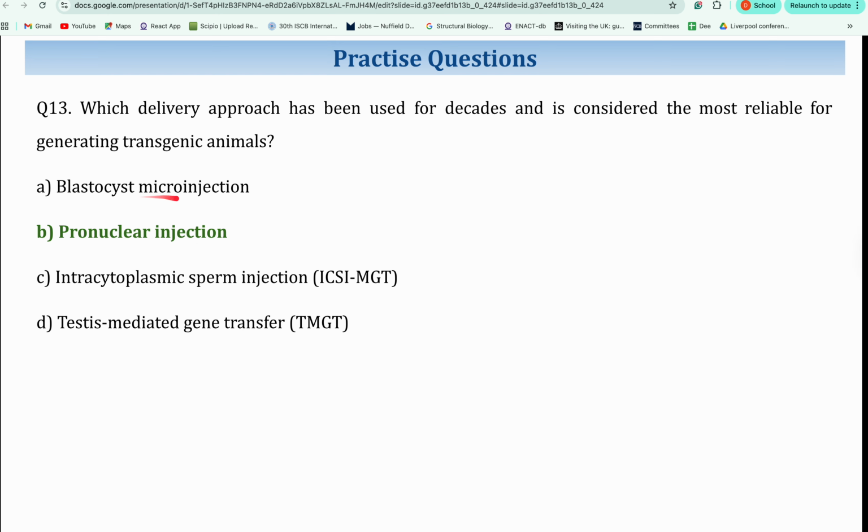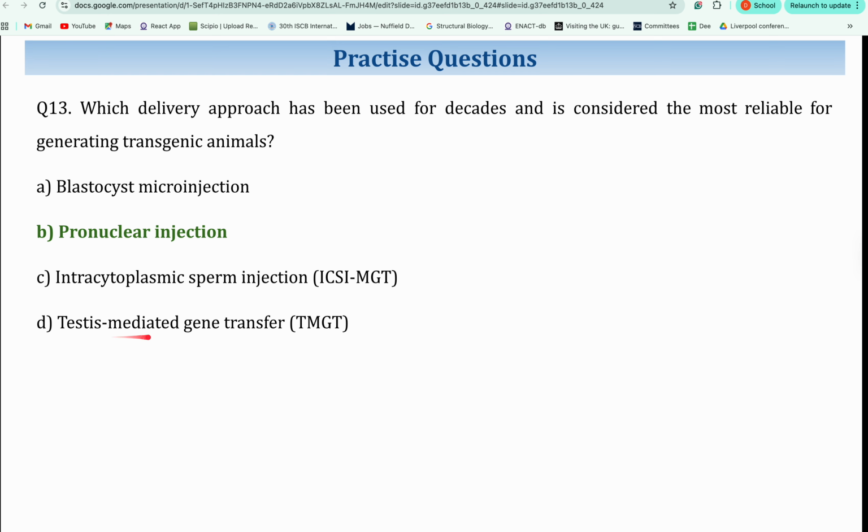So the first option is blastocyst microinjection. It involves injecting embryonic stem cells into the blastocyst, and it is useful for knockout or knock-in mice, but it is not the classic method for transgenics. Similarly, option C is intracytoplasmic sperm injection. In this case, sperm carrying the foreign DNA is injected into the oocytes. It is useful, but it is newer, not the standard decades-old approach.